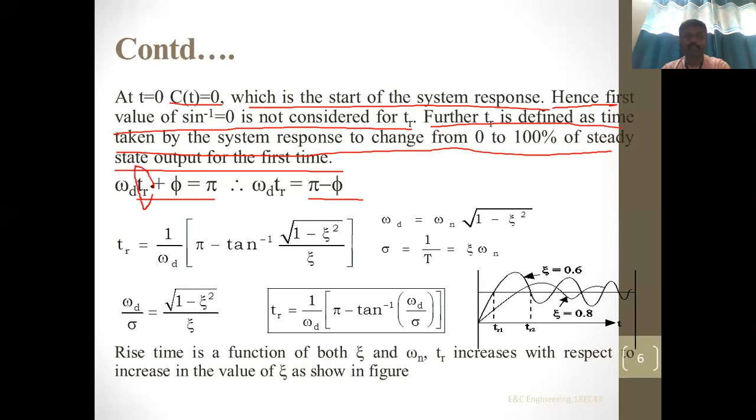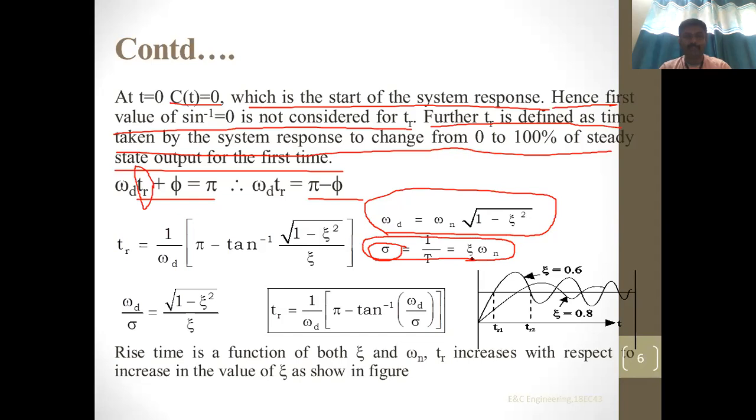Next, what is tr? We are interested only in tr. Thereby, tr is equal to 1 by omega d into pi minus tan inverse of root of 1 minus xi square divided by xi. Why? Because phi is tan inverse of root of 1 minus xi square divided by xi. Next step, what is omega d? The damped natural frequency, which is equal to omega n into root of 1 minus xi square. Now, what is this sigma? This sigma is equal to 1 by T, which is equal to xi omega n.